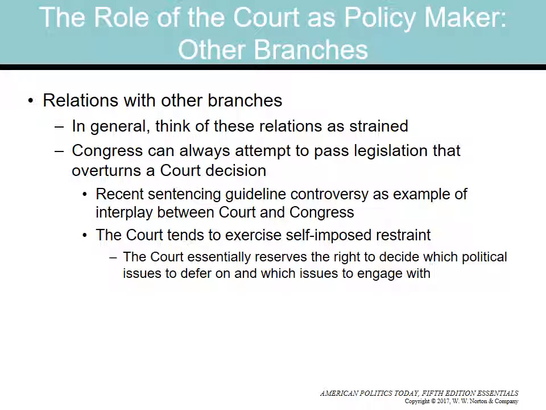In terms of relationships with other branches in general, think of these relationships as strained. Congress can always attempt to pass legislation that can overturn a court's decision. Recent sentencing guideline controversies are an example of interplay between court and Congress. The court tends to exercise self-imposed restraint. The court essentially reserves the right to decide which political issues to defer on and which issues to engage on.